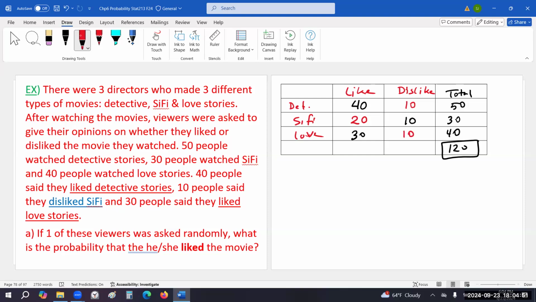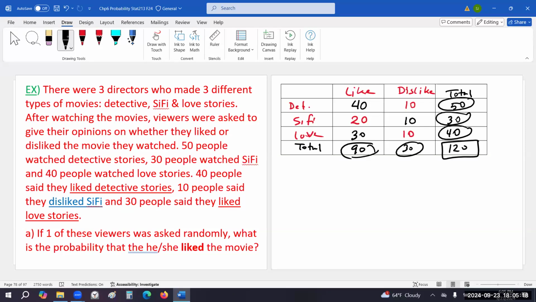See, they give us happy information, but they filled out the whole chart. Let's do total. How many total like we have? 90. How many total dislike we have? 30. So all of these are total. Okay. Now let's see what they want us to figure out.